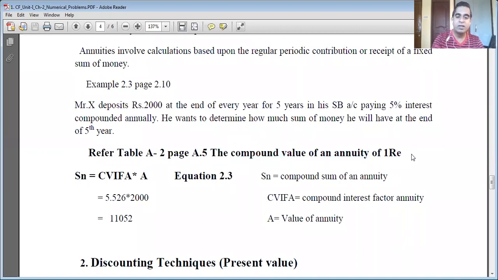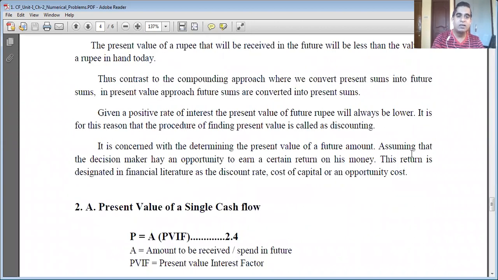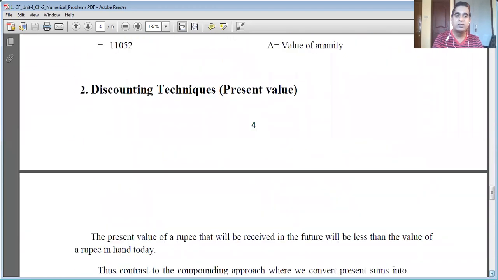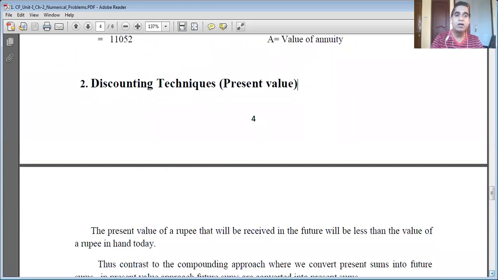Okay, then we started learning about the second technique, that is discounting technique, or it is also called present value. So I hope we can recall this. In discounting technique, we convert future value into present value. Since the future value of a rupee is always lesser than its present value, we call it a discounting technique. The future values are discounted back to their present value with a given rate of interest or discount rate or opportunity cost, which is denoted by small r.